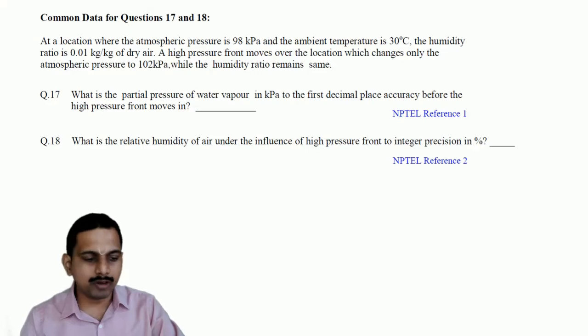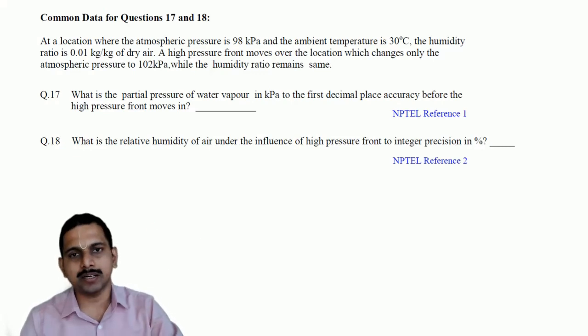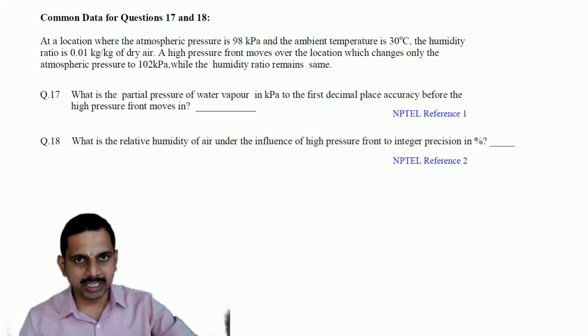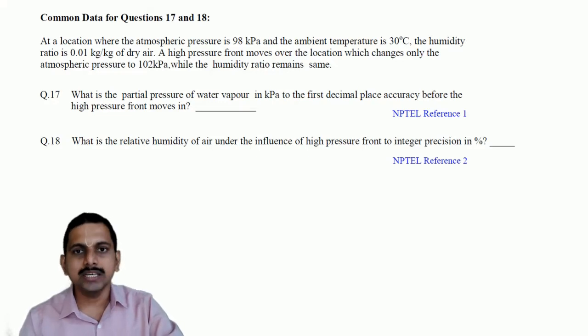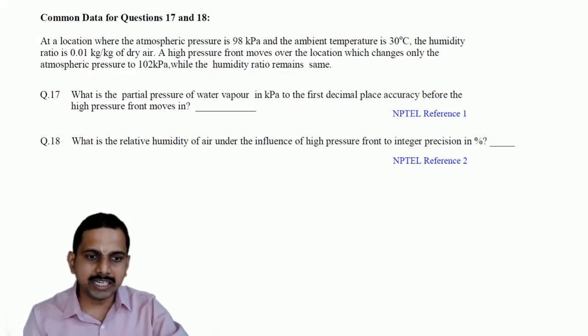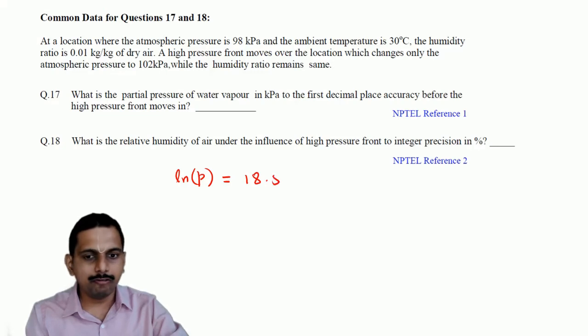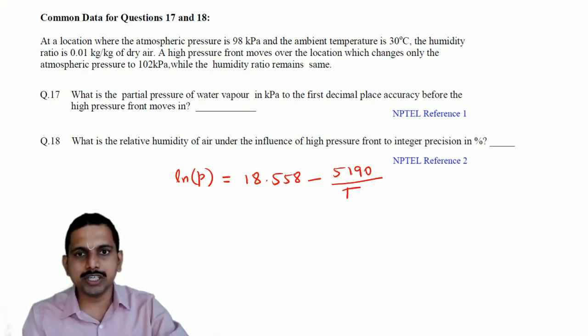Now here, one of the things we have to do is see the whole question paper. In the initial data given when the question paper is shown, they have given the equation for partial pressure of water vapor at different temperatures. It says partial pressure of water vapor: log P is equal to 18.558 minus 5190 divided by T, temperature in Kelvin.